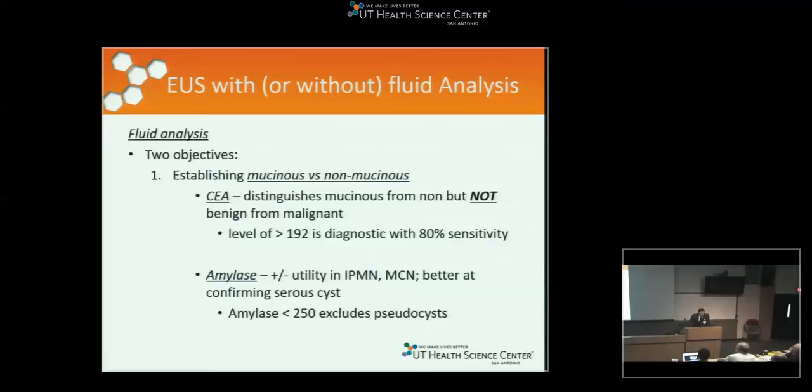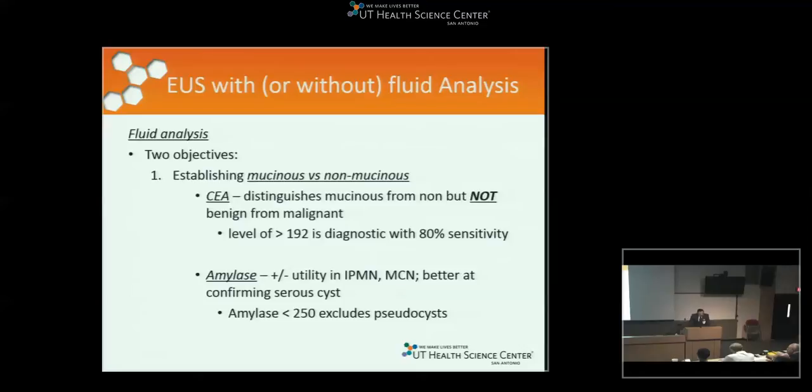So when you do aspirate the fluid, there are 2 objectives. One, you want to establish mucinous versus non-mucinous neoplasms, and this is done with the CEA level. It distinguishes mucinous from non-mucinous, but is not able to distinguish benign from malignant. A level of greater than 192 is diagnostic with a sensitivity of about 80%. This is based on various studies throughout the literature that essentially just adjusted the level until they found the number that included a sufficient amount of neoplasms in diagnosis.